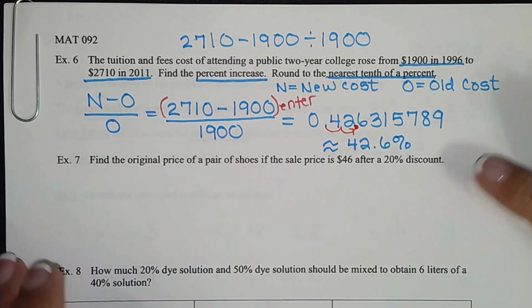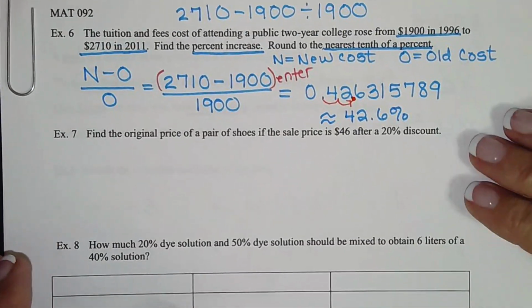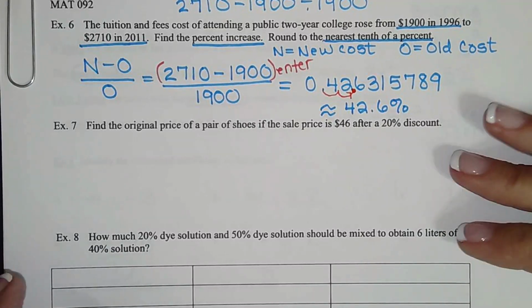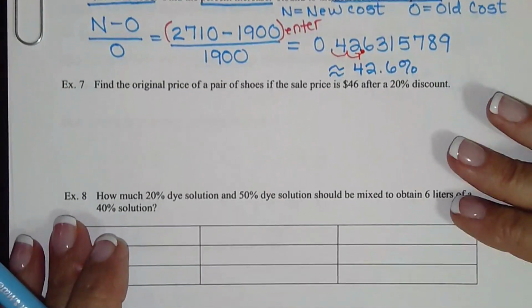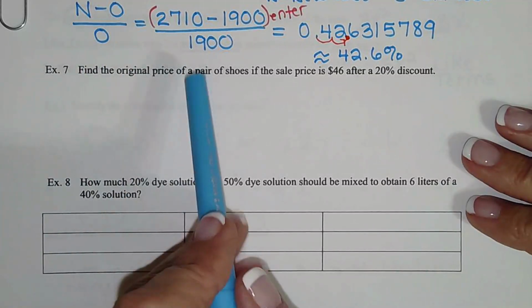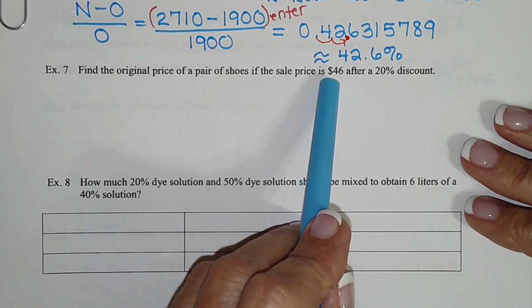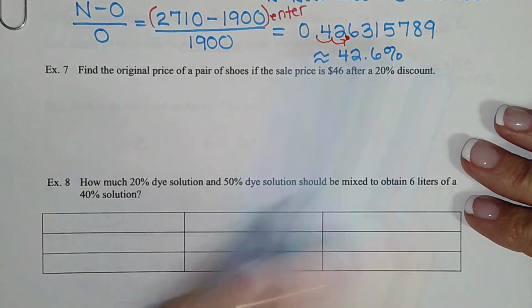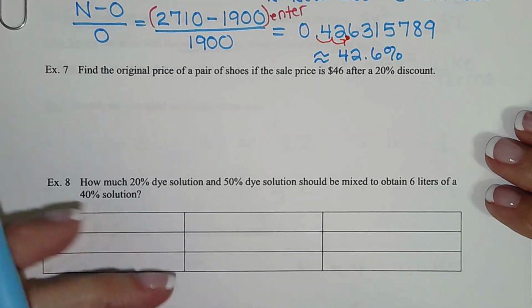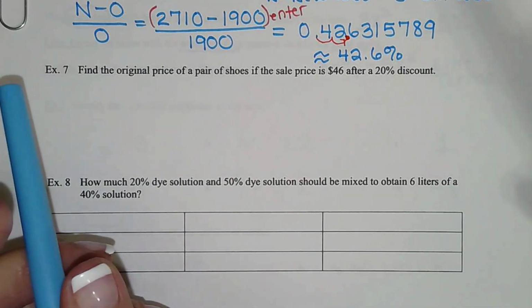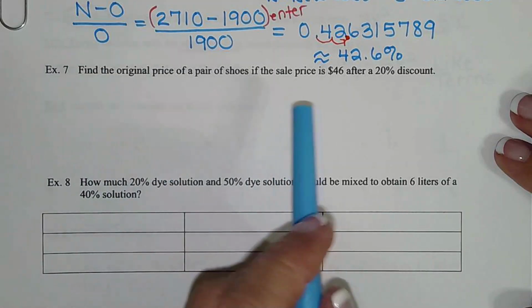I'm trying to decide whether to let you guys try this one first yourself. It's a little bit tricky, but why don't you guys see if you can do it? So the original price of, find the original price if the sale price is $46 after a 20% discount. And I'm going to guide you hopefully in the right direction.